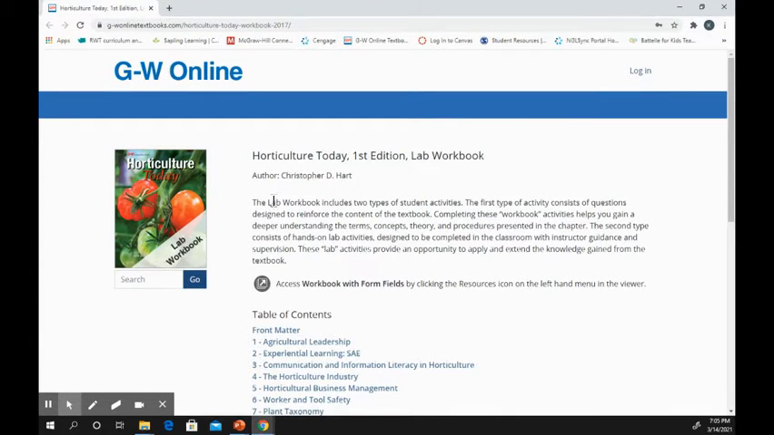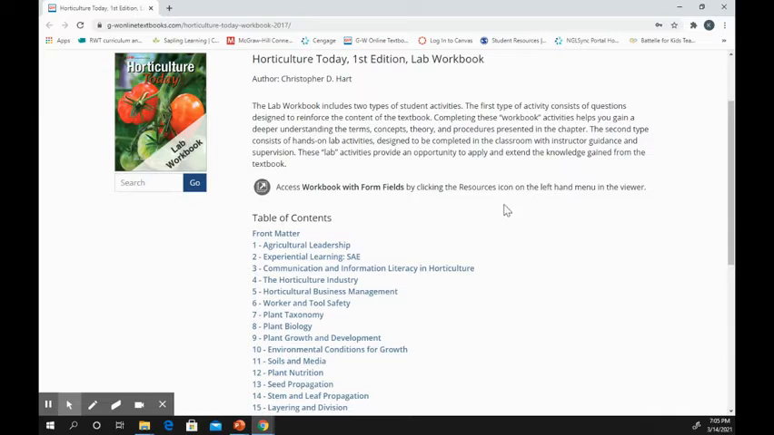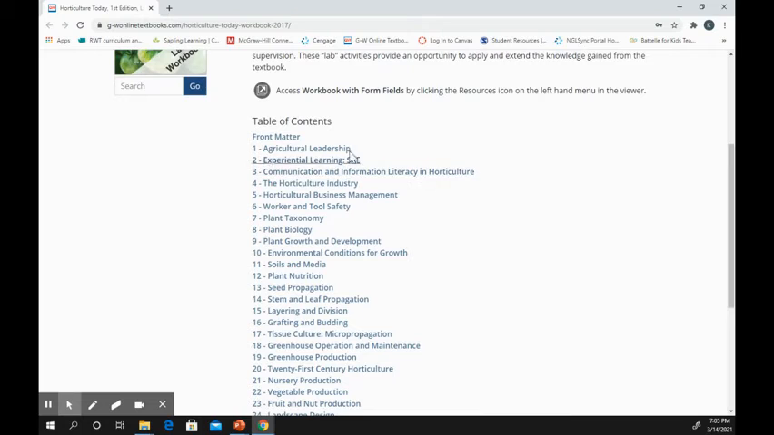The first text I'd like to share with you today is the Horticulture Today text. This is actually the 1st edition lab workbook. The workbook consists of 2 different types of activities. You can see in the table of contents the areas of study. We have agricultural leadership, horticultural industry, plant taxonomy, soils and nutrition, and so forth.